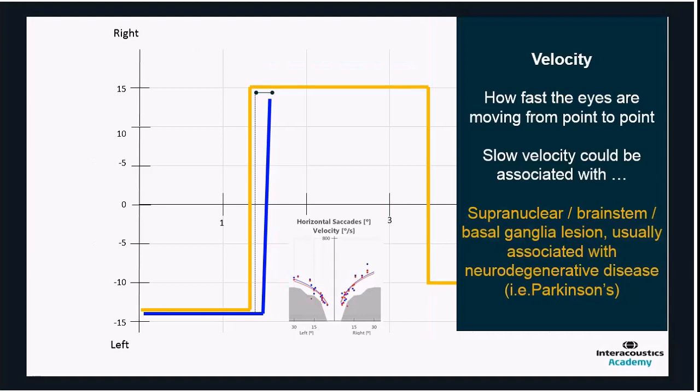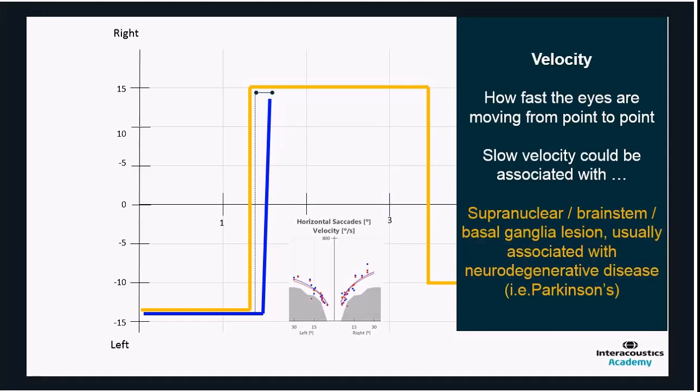And delays within velocity give us some indication within the central nervous system of looking at structures such as the supranuclear complex, the brainstem, and again basal ganglia, and are often associated with more neurodegenerative diseases such as Parkinson's or Huntington's or progressive supranuclear palsy, and even spinocerebellar degeneration.